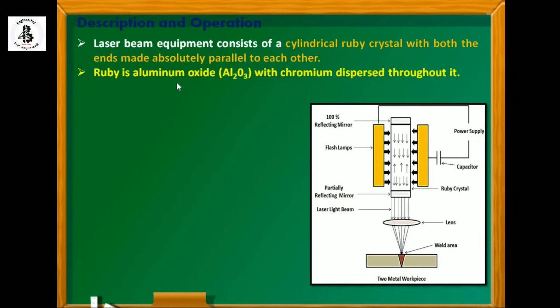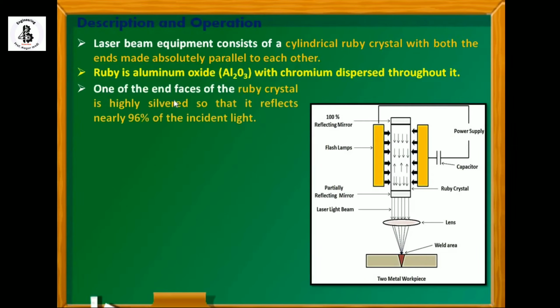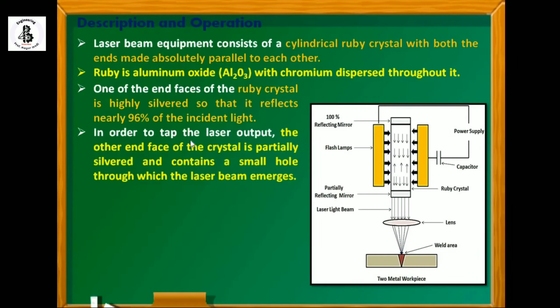Ruby is aluminum oxide with chromium dispersed throughout it. One of the end faces of the ruby crystal is highly silvered so that it reflects nearly 96% of the incident light. In order to tap the laser output, the other end face of the crystal is partially silvered and contains a small hole, through which the laser beam emerges. You can see that is the partially reflecting mirror. All the light beams pass towards a lens.